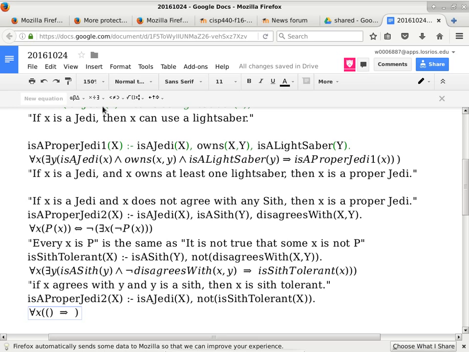What is here is really the body of the Prolog sentence. So we have is a Jedi x and not the case is cis tolerant x. There we go. That implies is a proper Jedi 2 x. Is that okay?